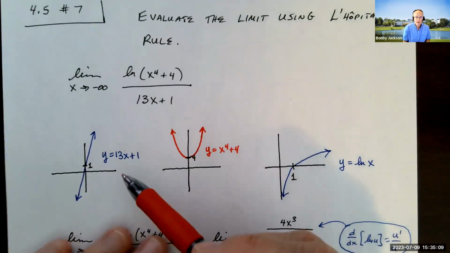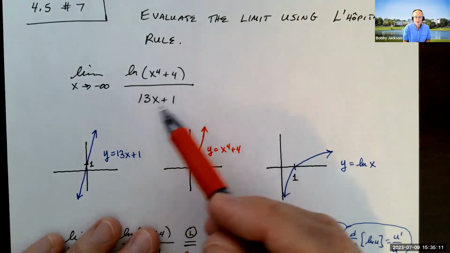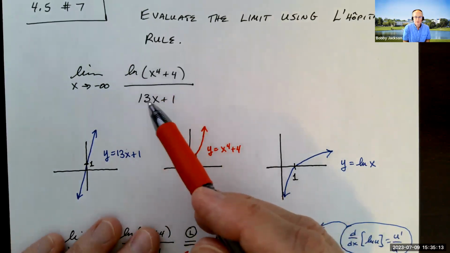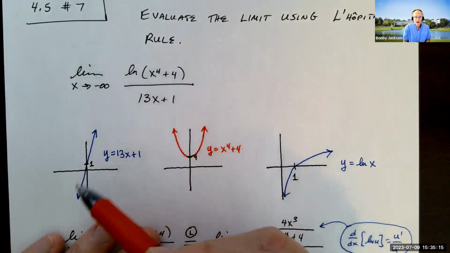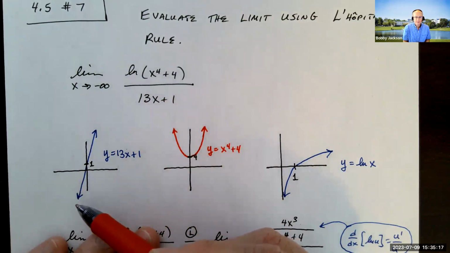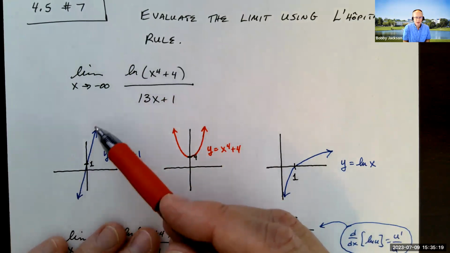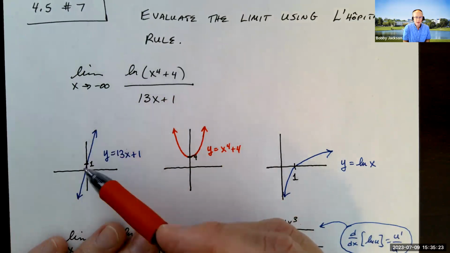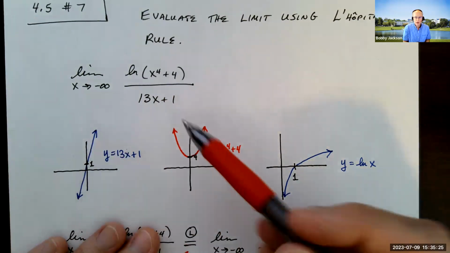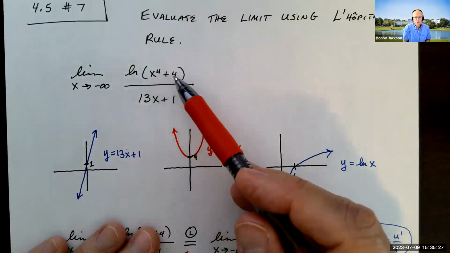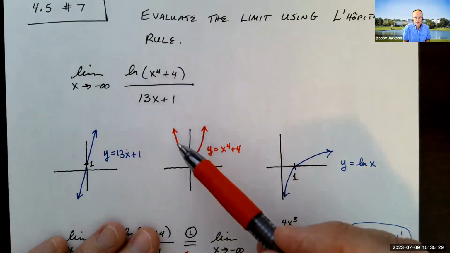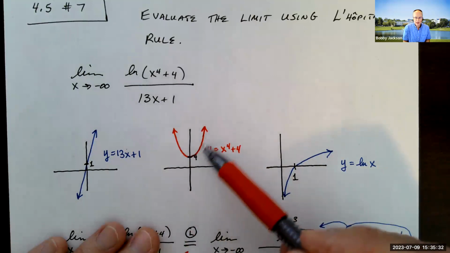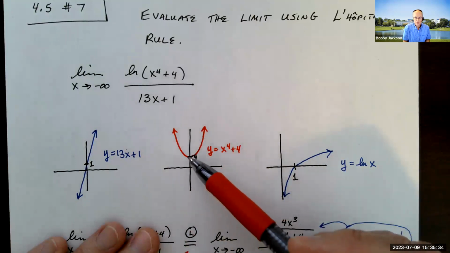Just to remind us, I graphed some of the pieces of this function. 13x plus 1, if I graph that, that's a line of slope 13, so very steep slope. Go over 1, go up 13, and the y-intercept is 1. I also graphed x to the fourth plus 4. It's almost like a parabola. It opens upward. It's not actually a parabola, but it's shifted 4 units up and looks something like this.